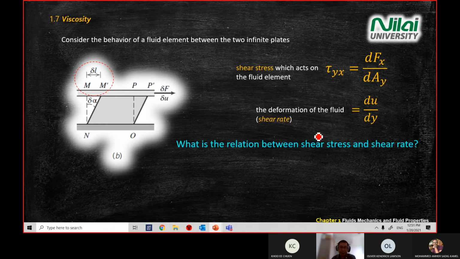The next question we should ask ourselves is, what is the relationship between these two? There must be a mathematical model that helps us to relate shear stress and shear rate, because it happens on the same body with the same fluid. Same force, same velocity, and the deformation is the same. Only the parameter we use to calculate is a bit different. So how do we link shear stress and shear rate?